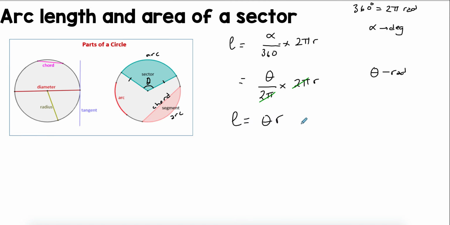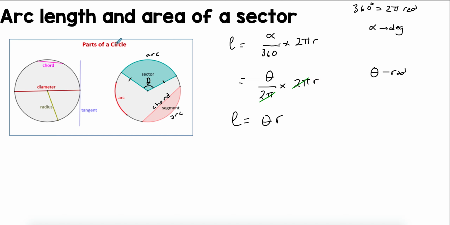So how nice. The formula is actually simple. All you have to do, if you have a radian, for example, let's say the radian is 2.5 and the radius is 3, is take 2.5 times 3, and that would give you the arc length. So quite easy to do.